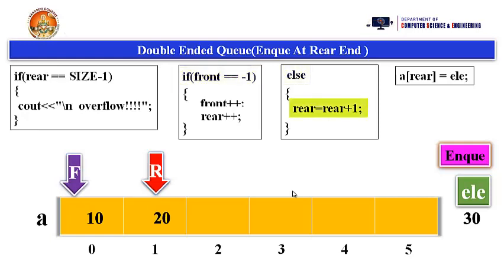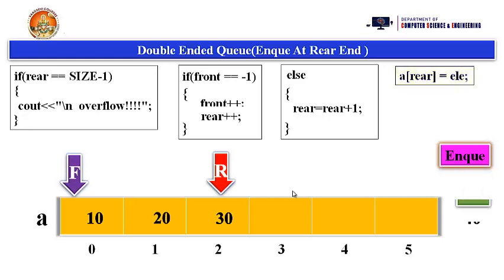Means we need to increment the rear value. It is moving to the second index location. And in this position we need to insert the value using the statement a of rear equal to ELE. So 30 will be inserted at this particular position. Then I want to NQ one more element, 40.